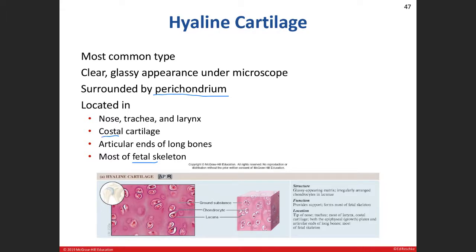Ribs, that's right, costal being rib. So the ends of your ribs, as they come towards the sternum in the front, are going to transition and form a joint. The actual rib bone will form a joint with the costal cartilage, okay? And then the tip of your nose, that is also hyaline cartilage, all right?